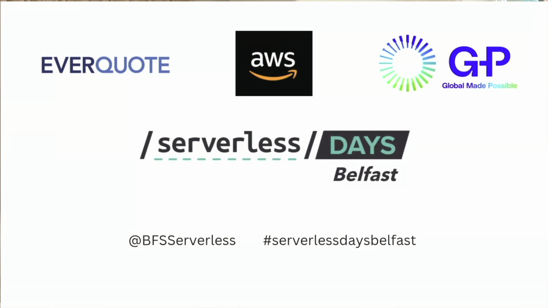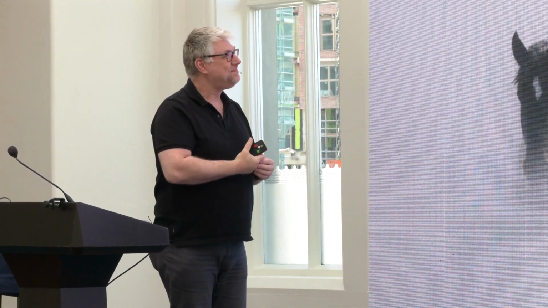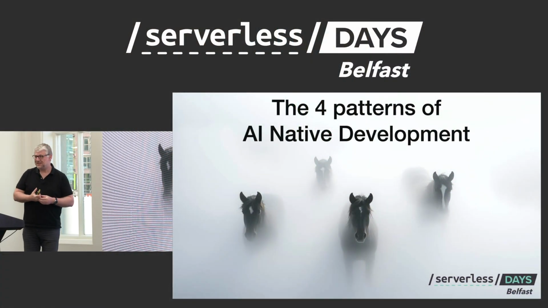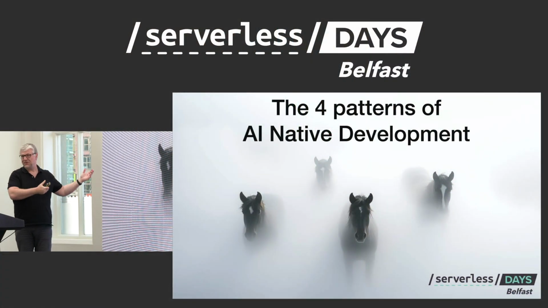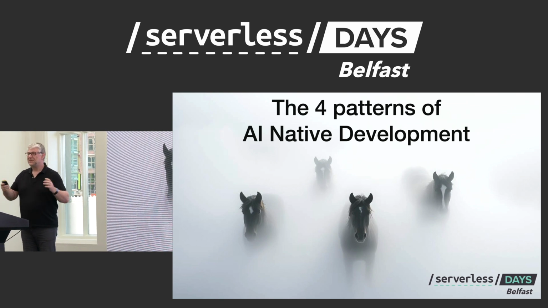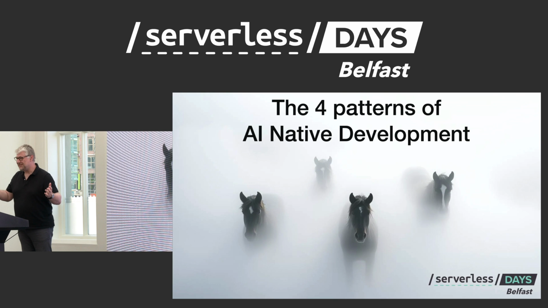Well, thank you. Look at this picture. 4 patterns of AI native development. What do you see? Anybody? 4 horses? Who knows why horses? You can't answer if you've already seen the talk. Because unicorns don't exist. We're all horses, right?